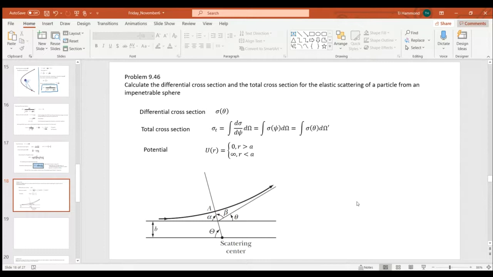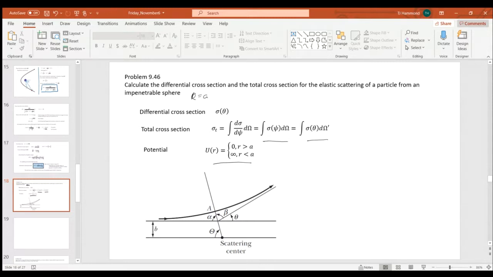So either we're integrating over all the scattering angles in the lab frame or all the scattering angles theta in the center of mass frame. So this is an impenetrable sphere. It has some radius. The radius of this sphere will be a. And so the potential for this will be 0 if we're farther away than this radius a, and it'll be infinite for r less than a. Okay?